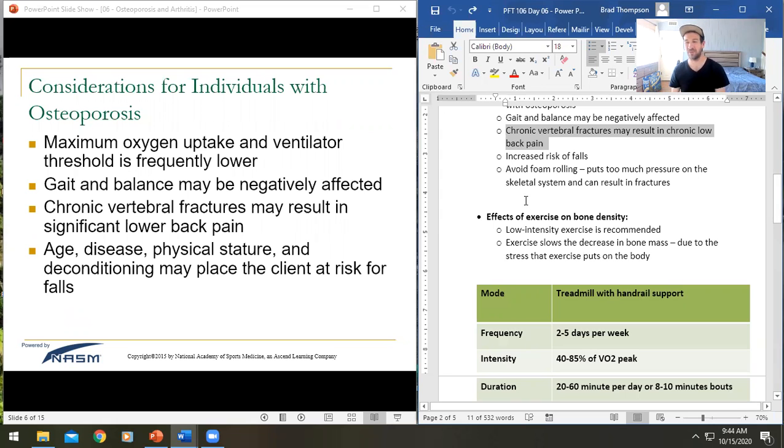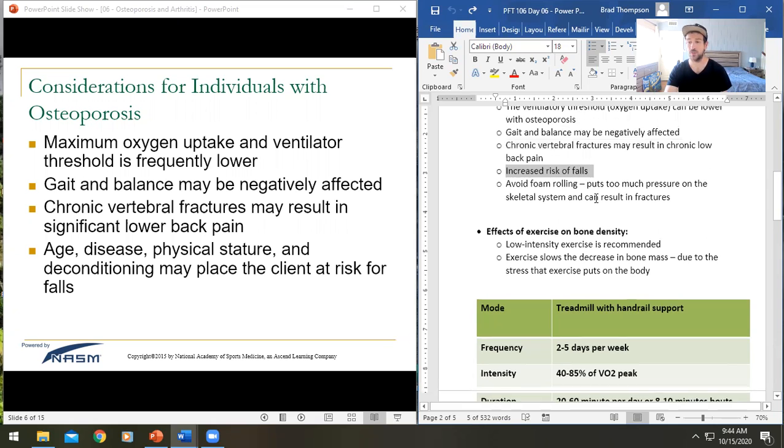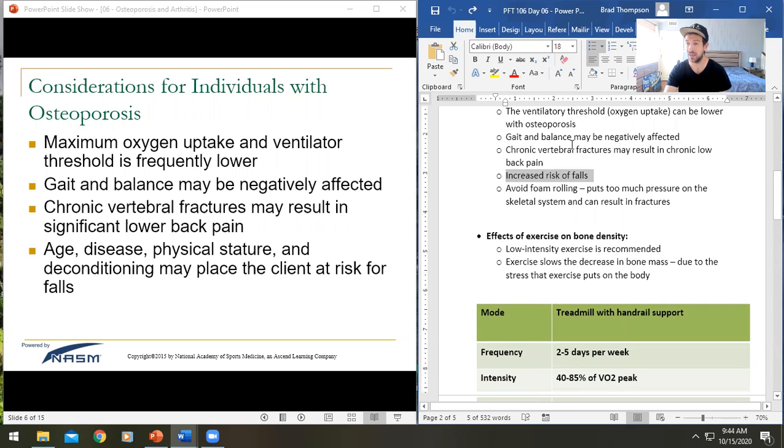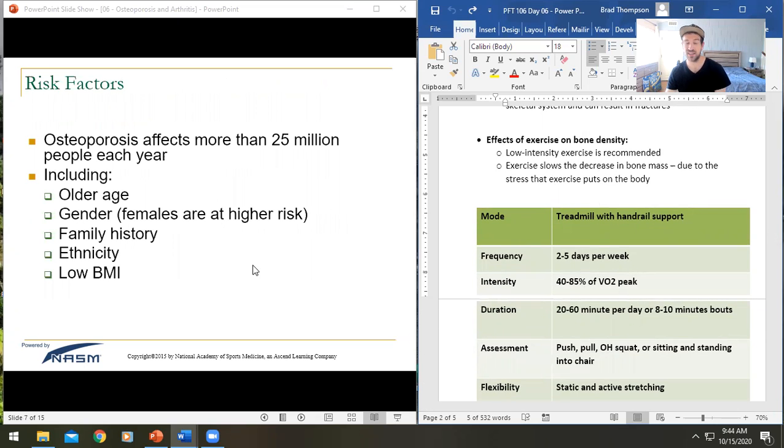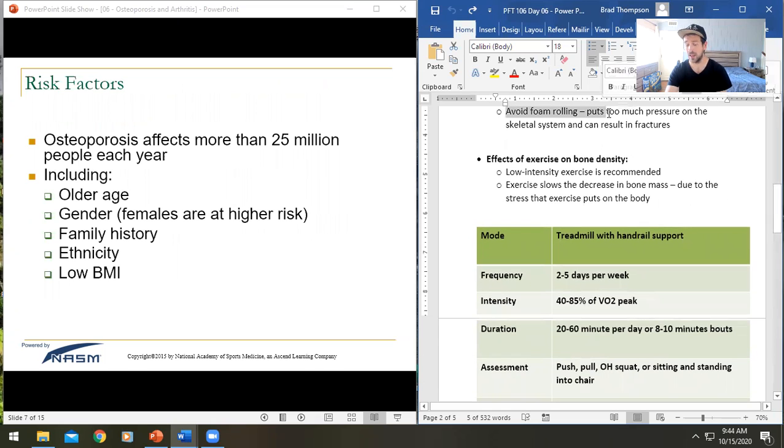So that is definitely something we see in our vertebral fractures. We see a decrease in bone density that can also result in that. We also see an increased risk of falls, which really just comes back to a decrease in your gait and your balance. As our clients are getting older, we definitely want to avoid foam rolling, because foam rolling can put way too much pressure on that undense bone. The bone's not dense enough to handle all that pressure. It could result in some type of fracture. You might be able to do foam rolling, but you want to be very cautious with your clients who have osteoporosis.